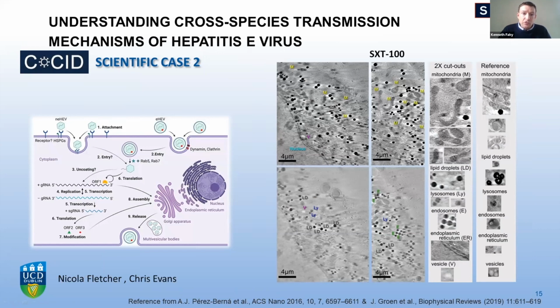So the images shown on the right from the SXT100 show different virtual slices through control cells, and many organelles such as mitochondria, lipid droplets, lysosomes, endosomes, and ER vesicles, as well as vesicles, are visible in the cytosol. So UCD will shortly move to full-length BSL-3 virus and use correlative imaging modalities to identify localizations such as the sites of replication of the virus and modifications during the viral life cycle.